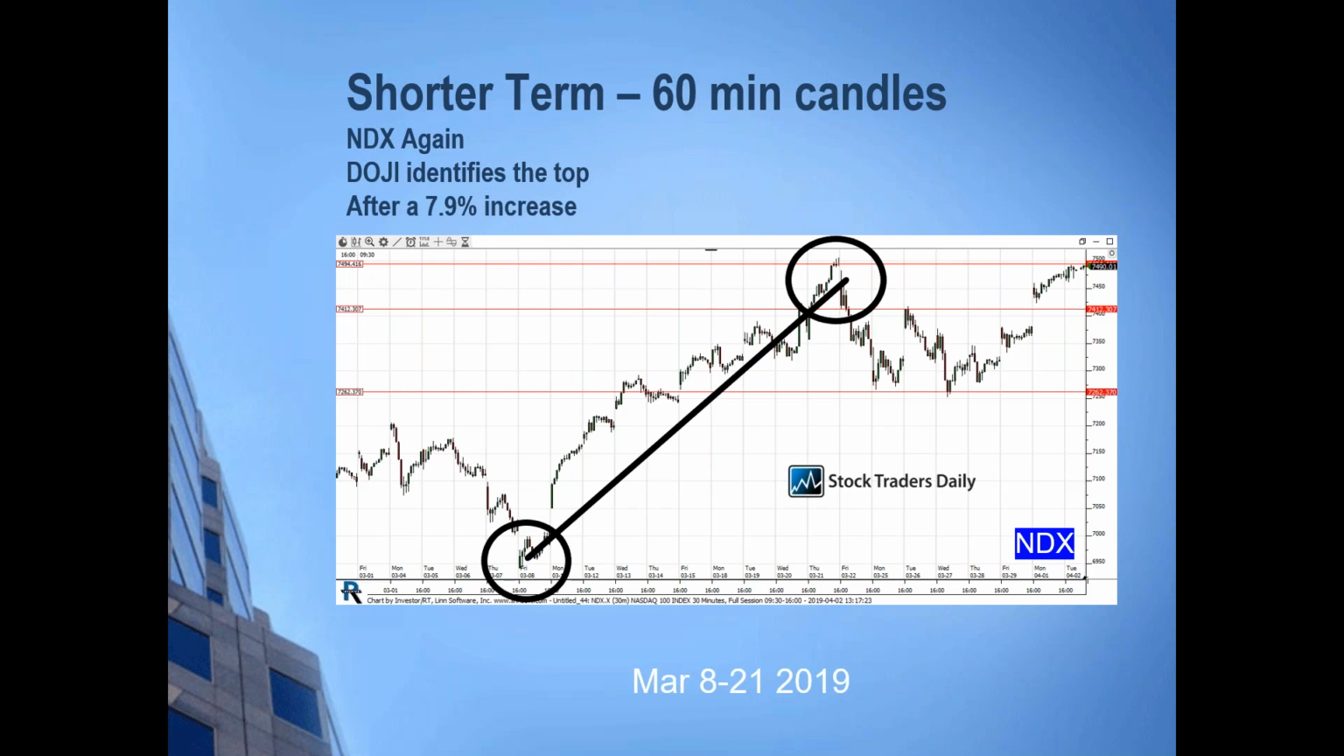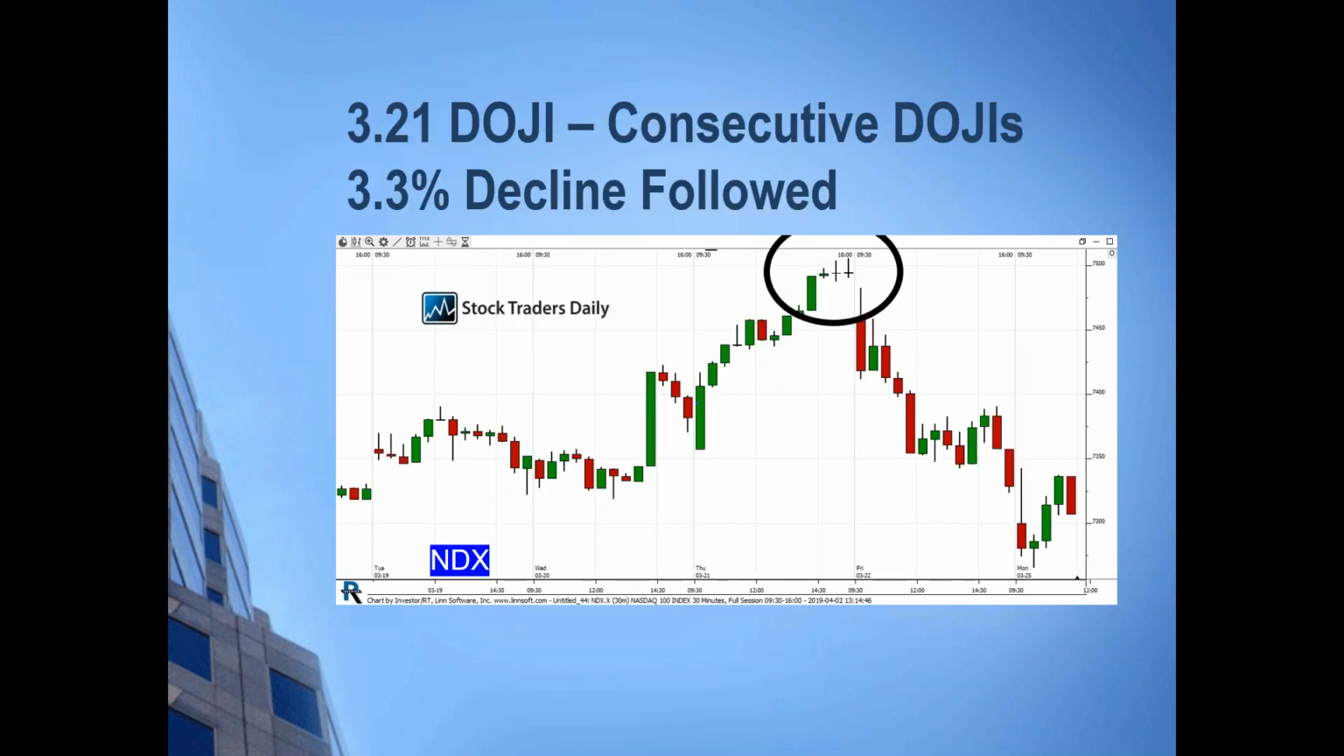And looking at this from a rally that started at the early part of March, the market increased, the NASDAQ 100 did, and established a top on the 21st. That top was associated with consecutive dojis again. The doji patterns that existed on March 21st were followed by a 3.3% decline in the market. This is something that traders want to identify because they can take advantage of that.